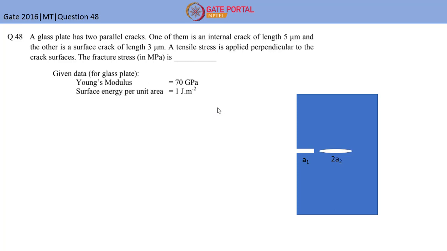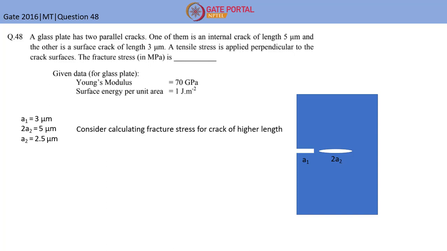So let's consider this as a cracked plate which has A1 as the surface crack and 2A2 as the internal crack. So we know that A1 is 3 micrometer and 2A2 is 5 micrometer, so A2 becomes 2.5 micrometers. Now we have to consider the crack which is longer in length, so that the fracture stress is lower. Hence, consider calculating the fracture stress for the crack of higher length. So we have to neglect the 2.5 micron crack and consider the 3 micron crack, which is a surface crack.